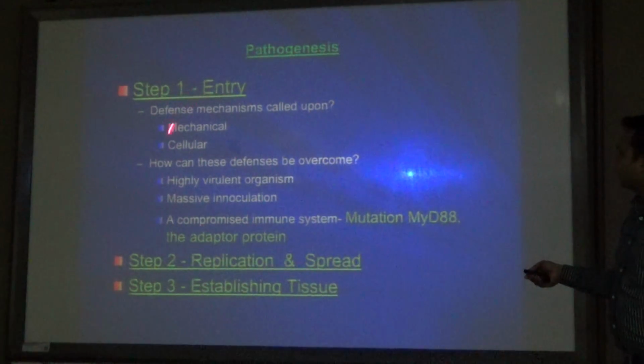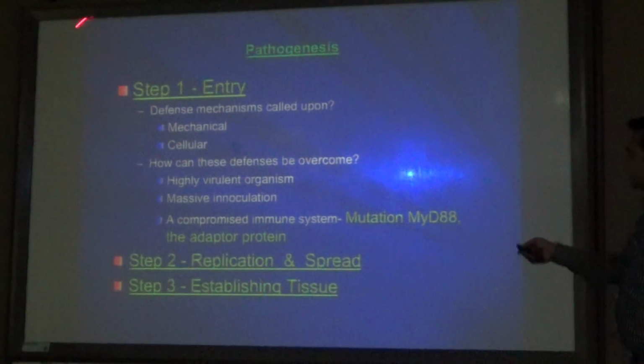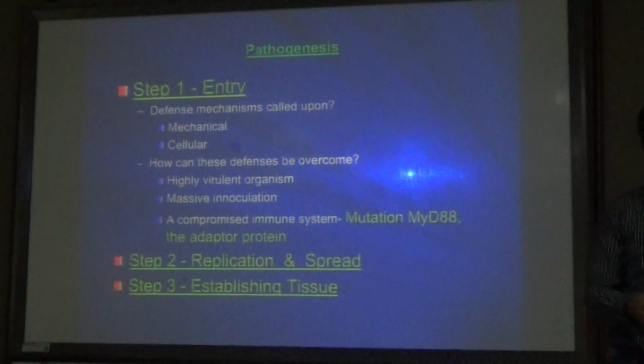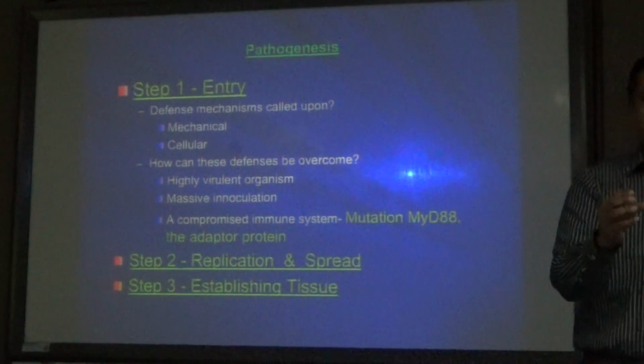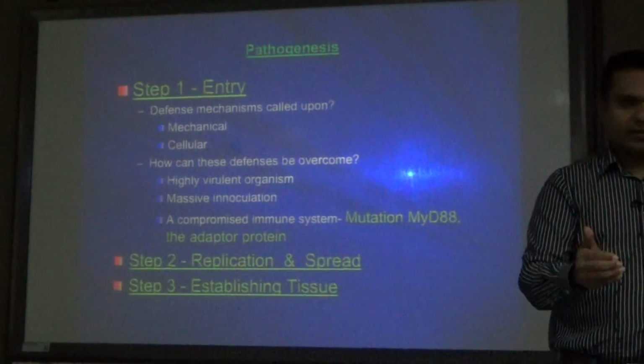Pathogenesis: defense mechanisms are called upon, mechanical and cellular. How can these defenses be overcome? Highly virulent organism, massive inoculation, a compromised immune system, and then replication and spread establishing in tissue. These are all the various factors. We will go for step 1, entry. As you know very well, pneumonia is caused by infection, any infection. For example, bacterial infection, keep it.